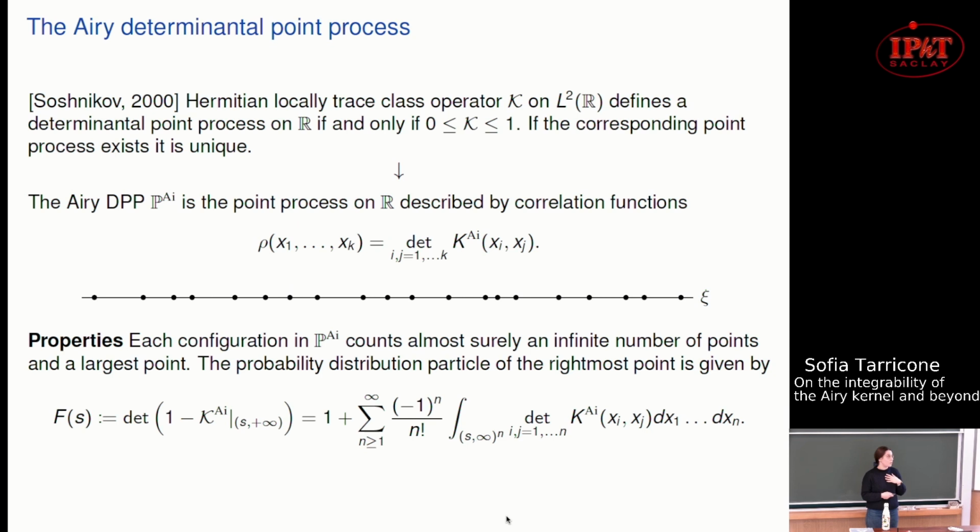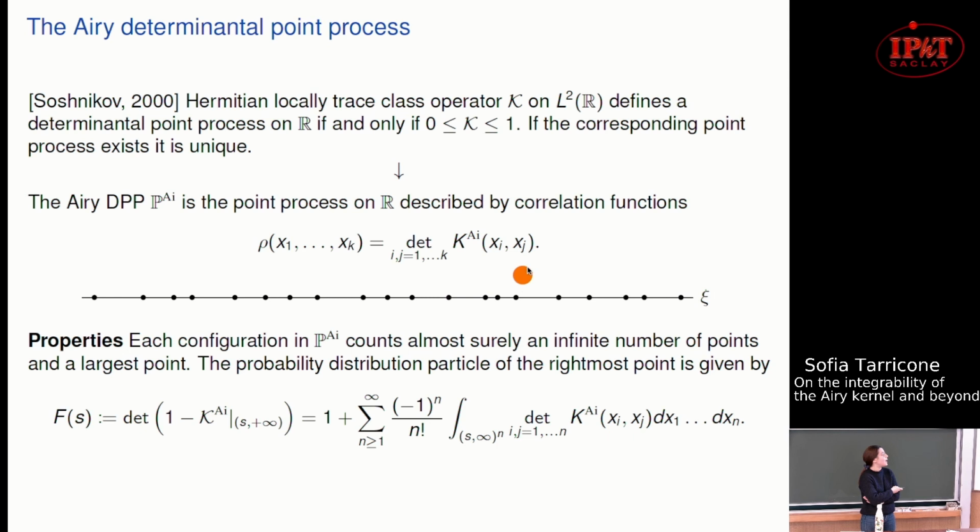There is a very well-known result, I cited Soshnikov, but it was known from before, that if you have a Hermitian locally trace class operator with this property here, then you can uniquely define a determinantal point process, a random configuration on the real line in this case, such that it is completely determined by the correlation functions. These correlation functions are written very explicitly in terms of the Airy kernel that we just defined. The k-th correlation function, rho(x_1,...,x_k), is given by this finite size determinant where you take your kernel, K_Ai, and you evaluate it at (x_i,x_j) for i,j from 1 to k.